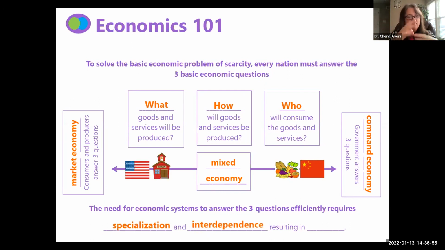And whenever you have a nation of people specializing and relying on other people to meet the needs that they're unable to produce, we need what's called trade. So that's economics 101 in a nutshell. This, I would argue, would be the bare basics that all adult learners should understand. And so hopefully that's helpful.